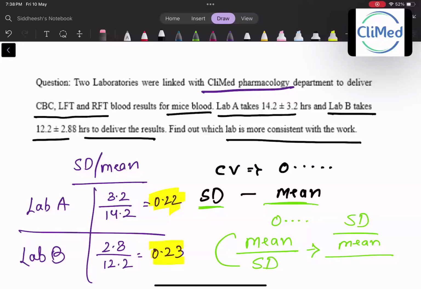So answer me now. Which lab is much better? See, the rule is very simple. CV should always be less. Lesser the CV, the better the results. Now answer me. Lab A, perfectly fine. Correct, everyone. Lab A is much better than Lab B. Okay, so this is how you need to find out which lab is better to go with.